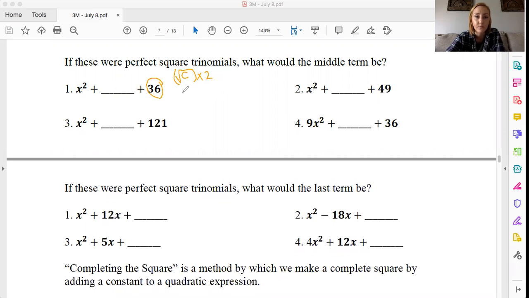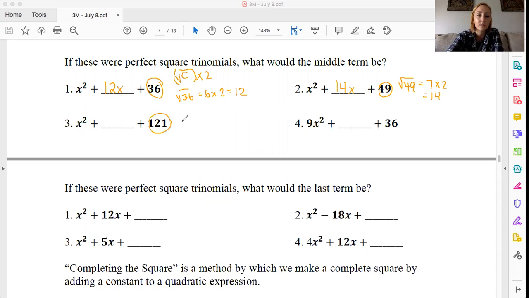Okay. So for this one, for example, we're going to do the square root of 36, which is 6. We're going to do times 2, which is 12. And inside this middle one is going to be 12x. That's it. We're going to do the same thing over here. So square root of 49, which is 7. And then times 2, which is 14. So our middle term here will be 14x.